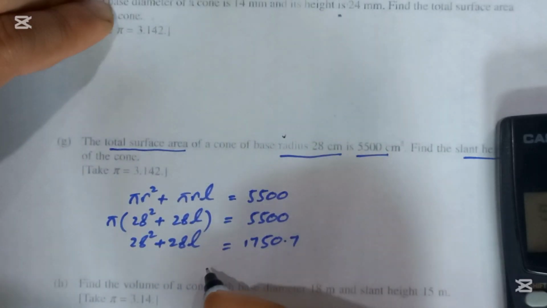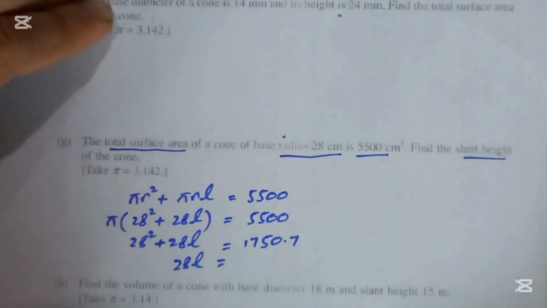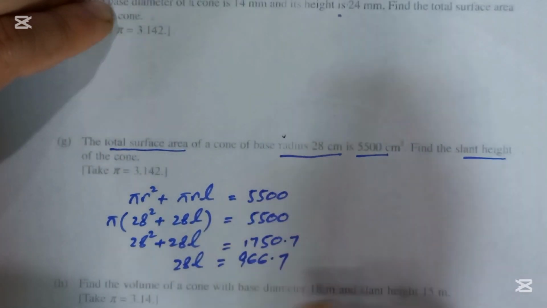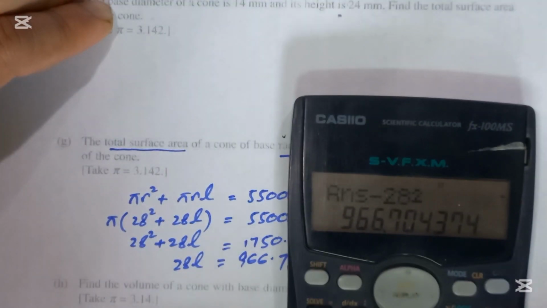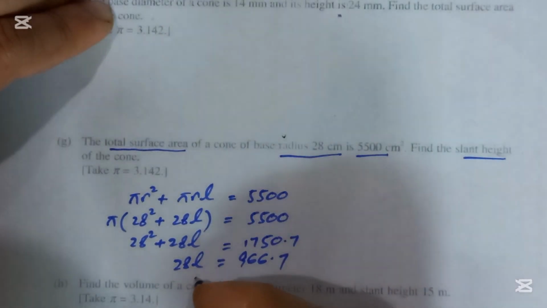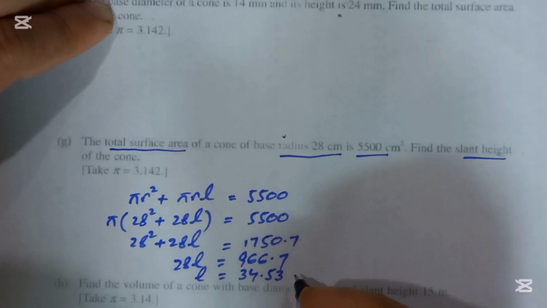So now 28 square will move to right side. So 1750 minus 28 square. Answer is 966.7. And now 28 will move to right side, so divided by 28. Answer is 34.53. Unit is centimeter. So this is the answer.